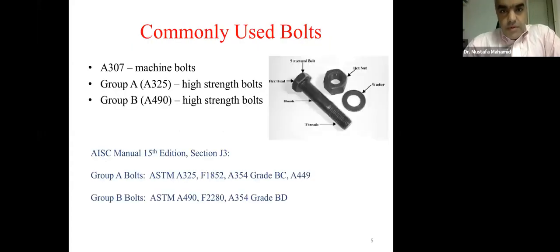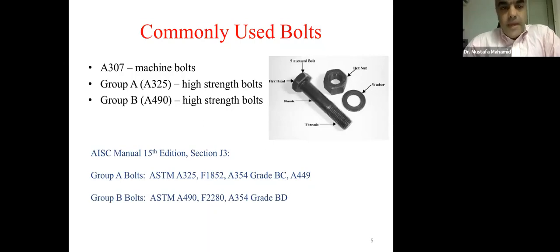For bolts, the most commonly used bolts are listed in the AISC Manual in the 15th edition. So we have the A307, which are called machine bolts. These are older types that are still used these days, but not for connecting structural members to structural members, rather for connecting components to structural members.